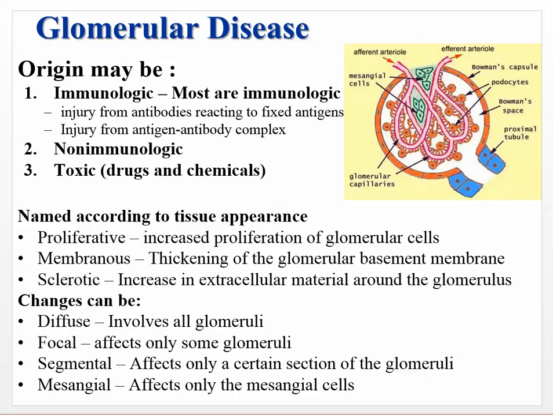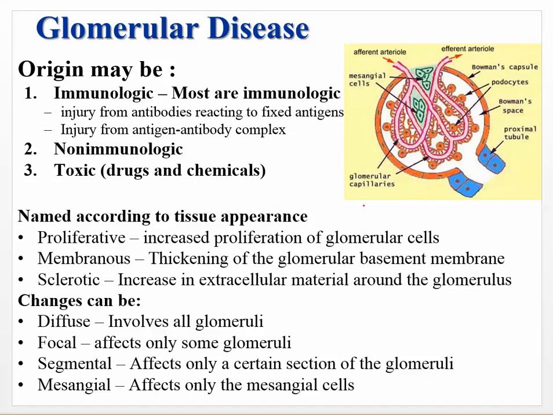It'll pick its favorite places at first to manifest, but it can happen anywhere. So what causes glomerular disease? The origin may be immunologic, so that's what we usually think of when we think of glomerulonephritis. It may be immunologic, it may be non-immunologic, it could be toxins, drugs, chemicals, any of those things. So it's named according to the tissue appearance.